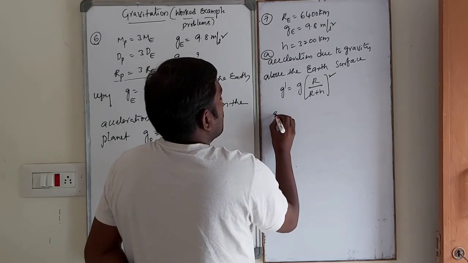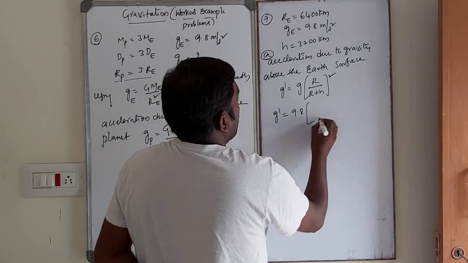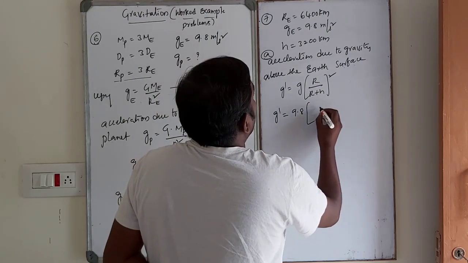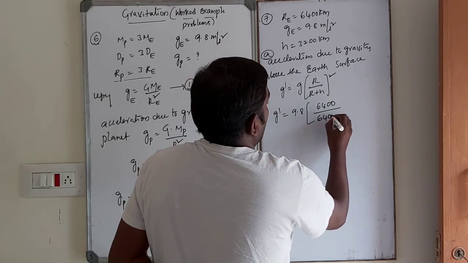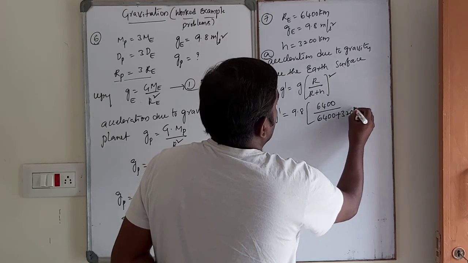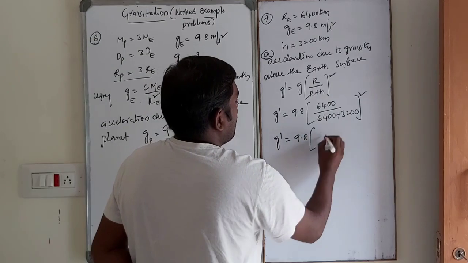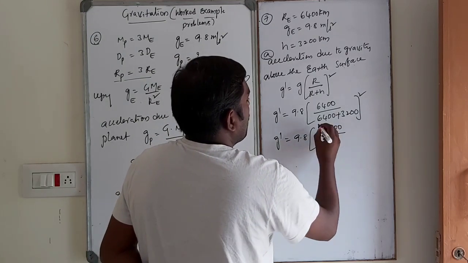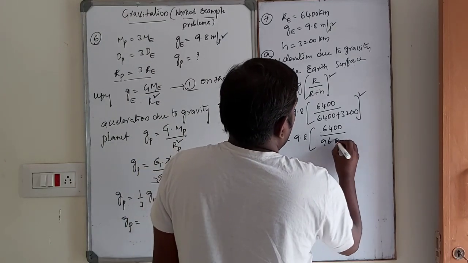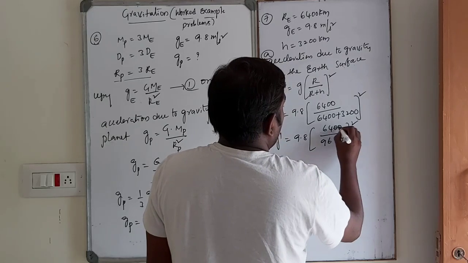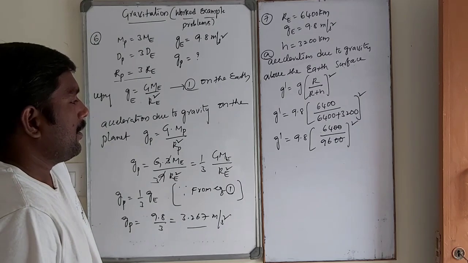So g dash is equal to g, that is 9.8, bracket. What is the value of R? R is equal to 6400 kilometers, divided by 6400 plus 3200 whole square. So g dash is equal to 9.8, 6400 divided by 6400 plus 3200, which is 9600, whole square. The zeros cancelled. Okay.